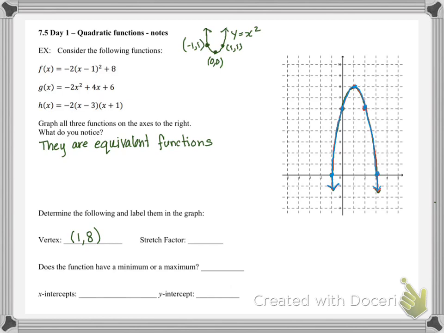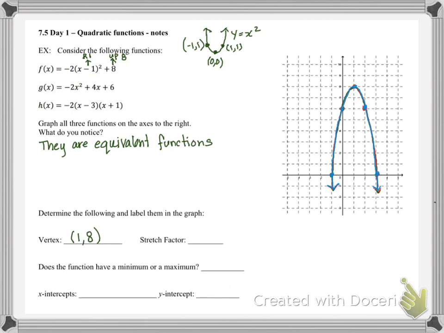Yes. Well, in the first one, it has that x minus 1, which means it would go to the right one, and plus 8, which means up 8. Good. So that point 0,0 gets shifted to the right one, which gives us that x value of 1, and up 8, which gives us that y value of 8 for our vertex. So it's like we just shifted that point.